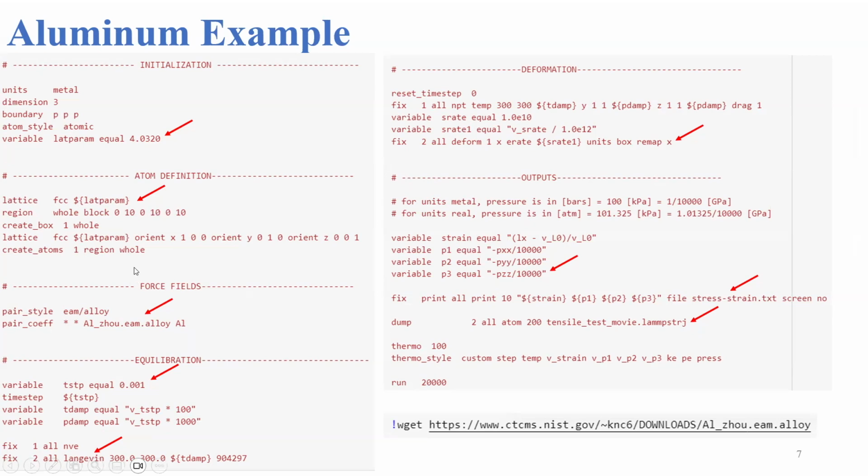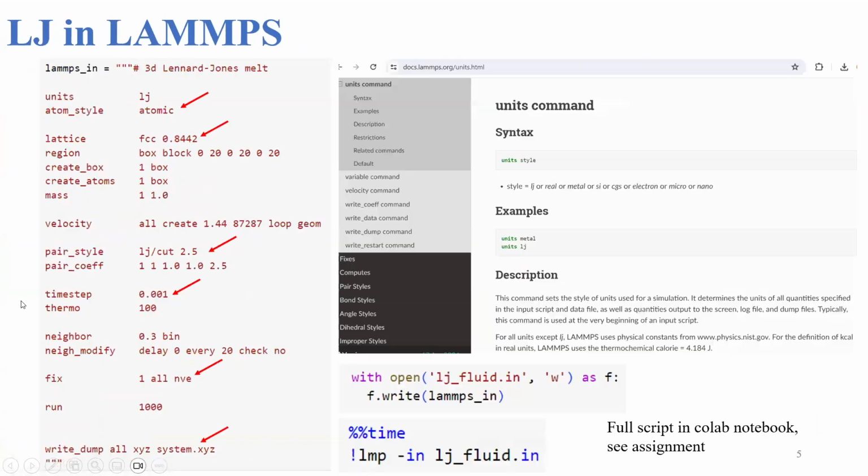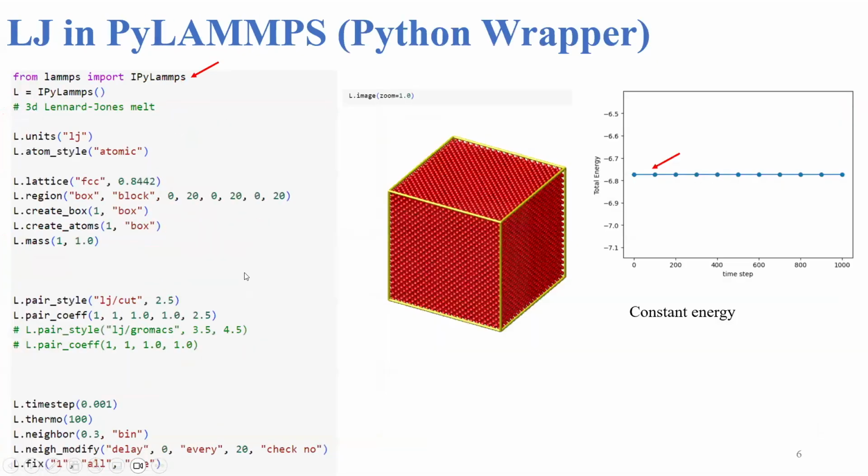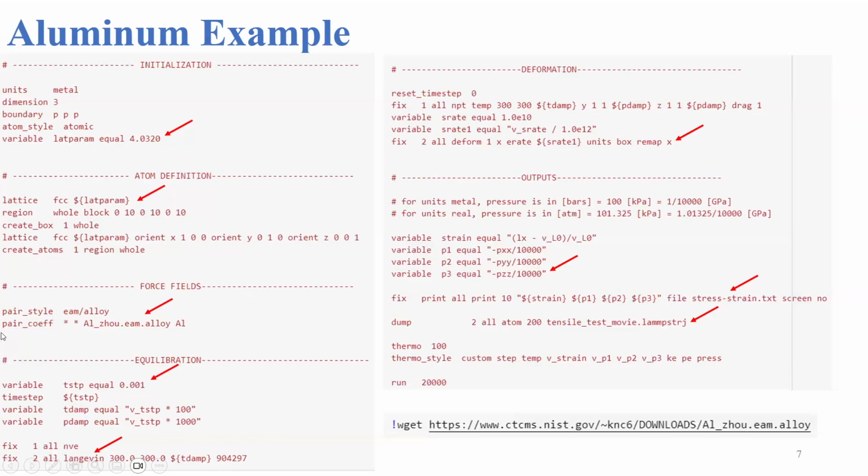Then we can call this region whole, and we can assign a pair style or force field like EAM, embedded atom method for alloy, which is one of the force fields implemented in LAMMPS. And we can assign the pair coefficient. Remember, in the previous slide we had the pair coefficient as actual numbers, but because aluminum is more complicated, we provide the entire file for the aluminum force field. You can get these files from the NIST website or others. Here we are using the aluminum Zhou potential from the NIST website.